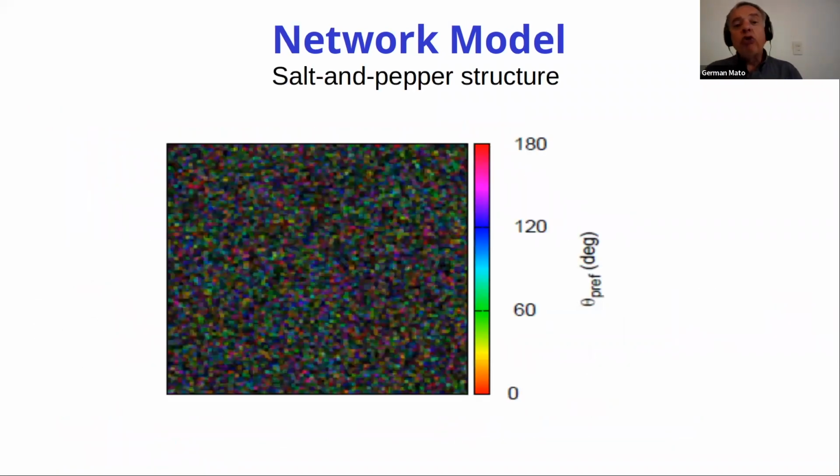Now, if we plot for the model the preferred orientation in color code on the whole network, we see, as expected, a salt and pepper structure. I mean, neighboring neurons can have completely different preferred orientations. So, in some sense, this means that this model generates the main qualitative results that one expected: selectivity, a reasonable value of selectivity, and a salt and pepper structure, right?